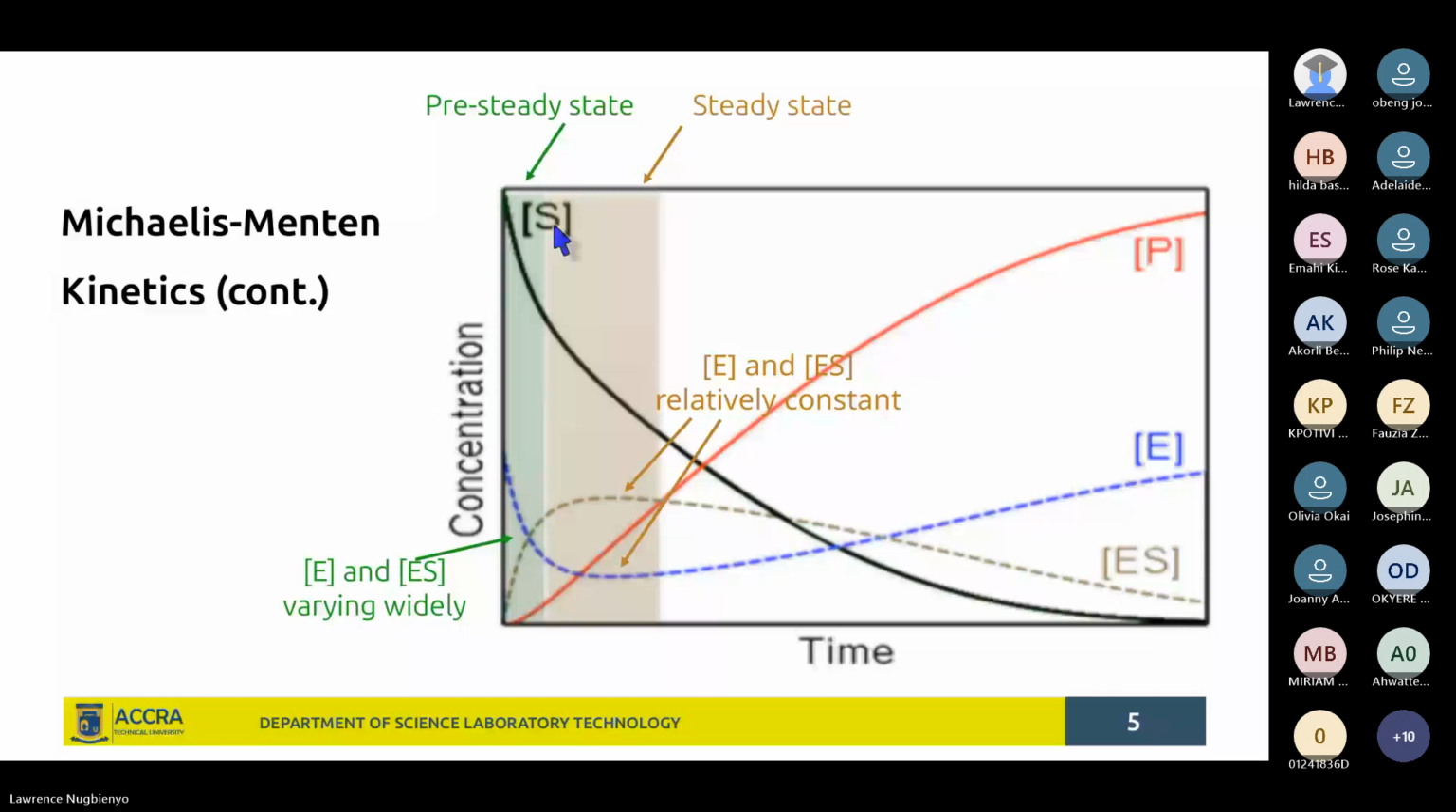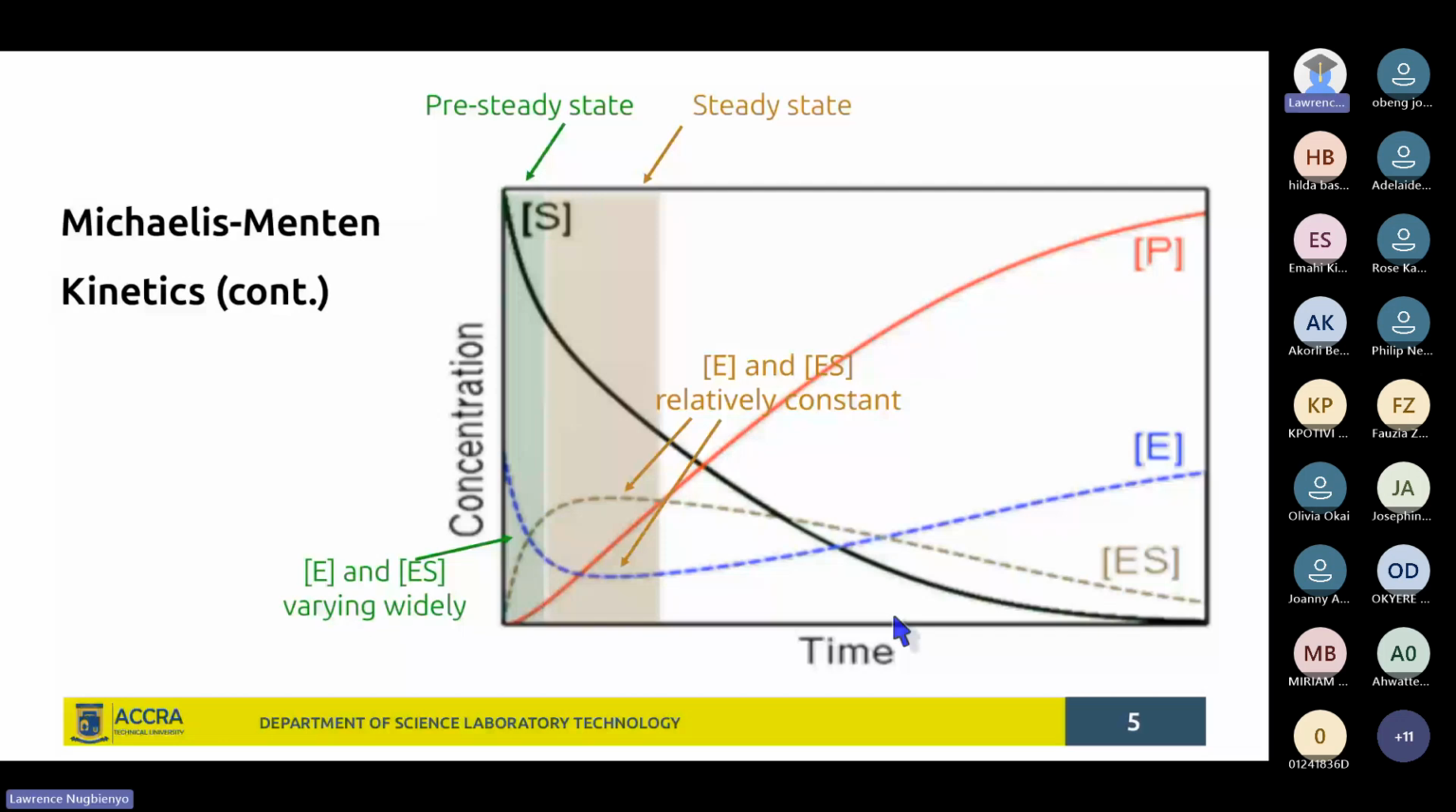So in the beginning of the reaction, the concentration of the substrate is high, because the substrate is the compound on which the enzyme is acting. And so at the beginning, that substrate is going to be high in concentration because it is not yet reacting, it's not yet forming product. So the concentration is high. That is at time 0.